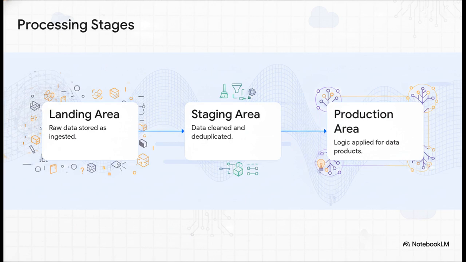To keep things organized, we methodically move the data through 3 physical zones in our cloud storage. First, it hits the landing area, totally raw. Next, we use processing tools to move it to the staging area, where the data gets cleaned up, standardized, and deduplicated. Finally, it's moved into the production area. Here, your specific business logic is applied, and it becomes a finished product completely ready for consumption.